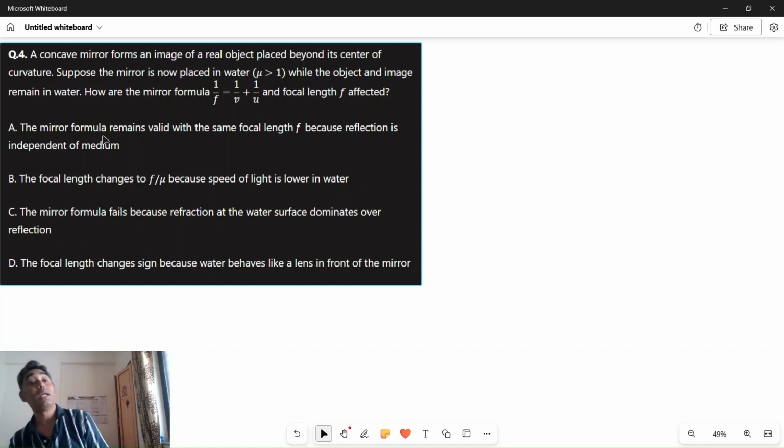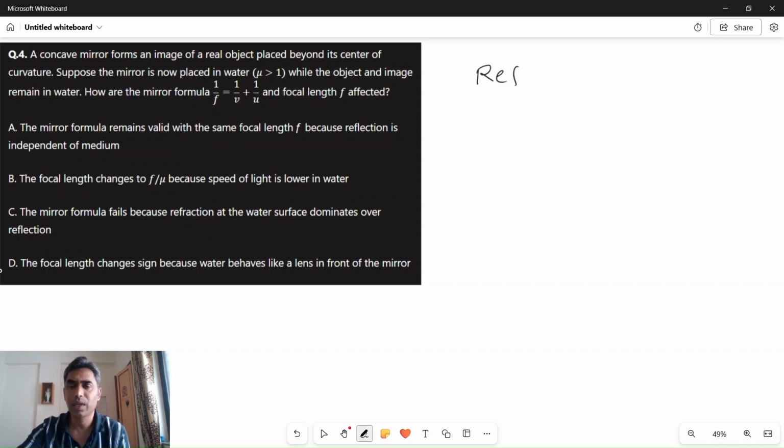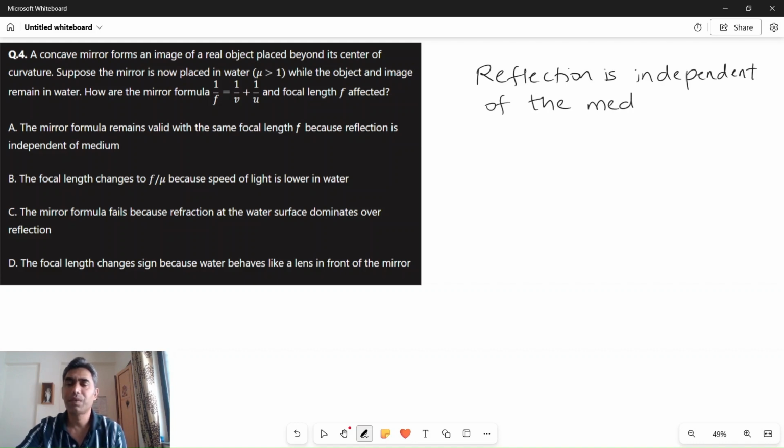See, mirror formula. Okay, a mirror is used for reflection, right? Reflection phenomenon is independent of the medium. Reflection does not depend on the medium. The law of reflection says angle of incidence is equal to angle of reflection. It does not depend on medium. So the mirror formula remains valid. The mirror formula does not change.